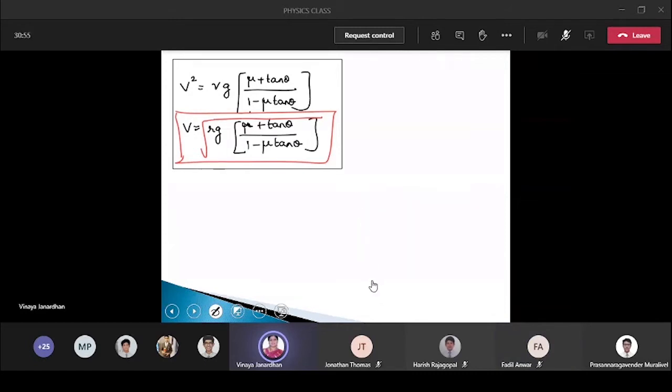Okay, this is what you have got. This is the safe velocity with which a person can travel along a circular banked surface.